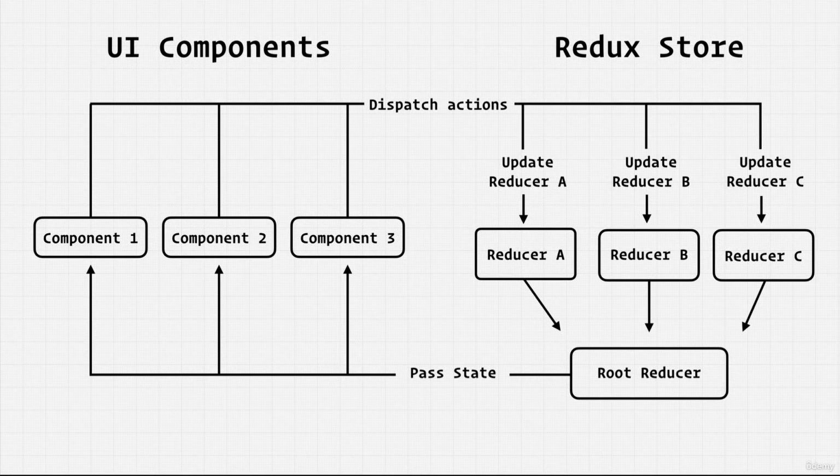Now, first things first, I want to take us back to this diagram which showcased our UI components and our Redux store. As a quick refresher, we have components on the left, we have our reducers on the right that combine into a root reducer. Actions get dispatched from our left side components, which then subsequently will update a corresponding reducer, and that reducer will combine into the root reducer state, which then gets passed to our components for them to select off of.